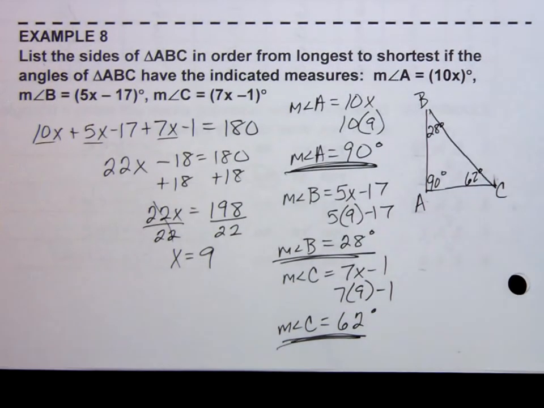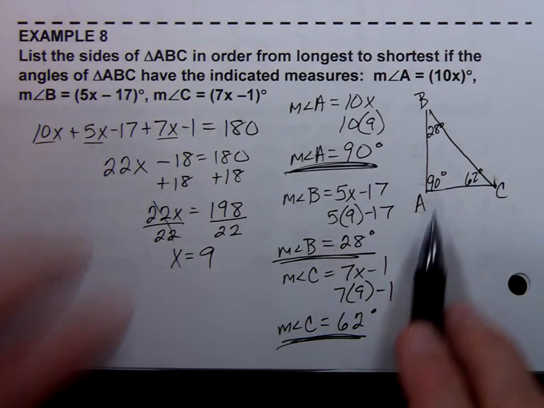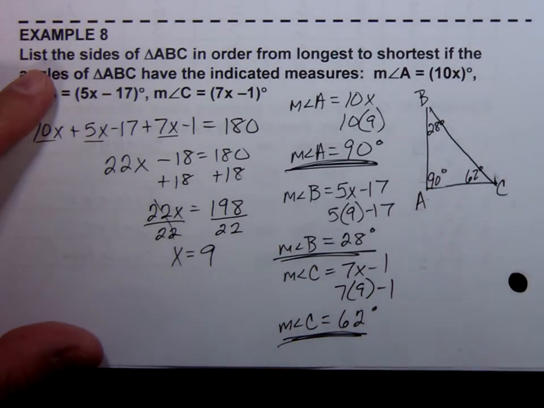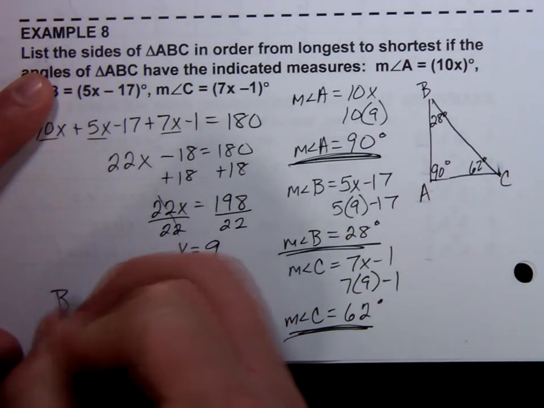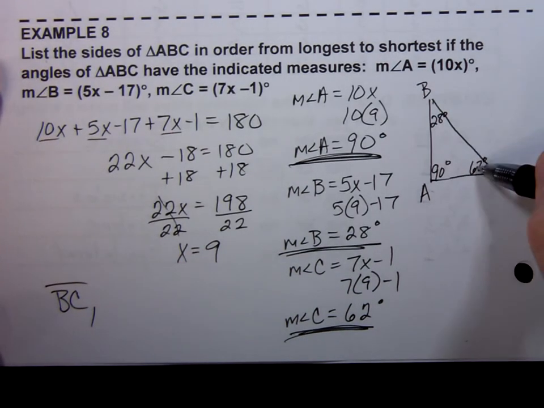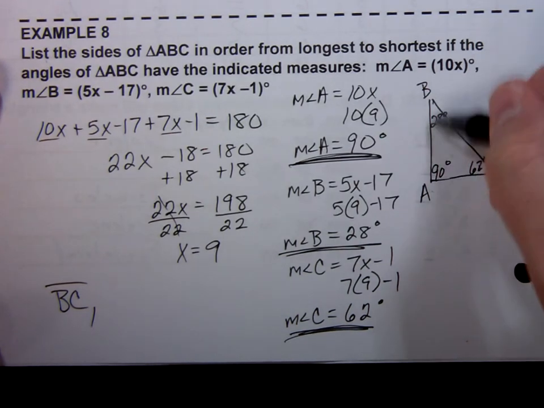Alright. We want to list the sides in order from longest to shortest. Remember, the longest side is opposite the largest angle. Well, 90 is the largest angle, so the longest side will need to be line segment BC. The next largest angle, 62, is bigger than 28, so this angle is the second largest. The side opposite angle C is line segment AB.